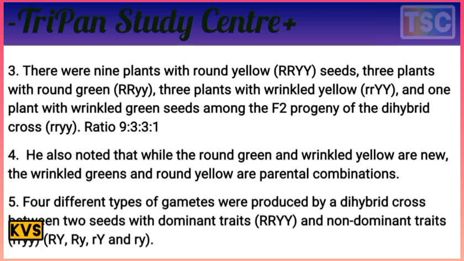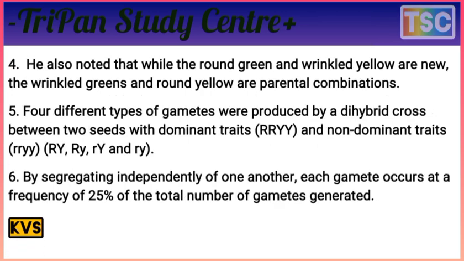Four different types of gametes are produced by the hybrid cross between two seeds, with dominant traits capital R and capital Y, and recessive traits small r and small y. That means RY, Ry, rY and ry. That is important for the exam. By assorting independently of one another, each gamete occurs at a frequency of 25% of the total number of gametes generated.